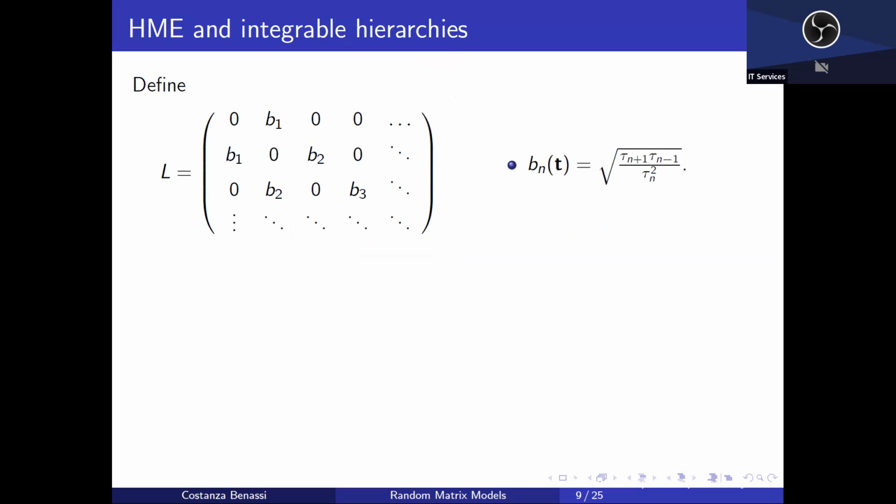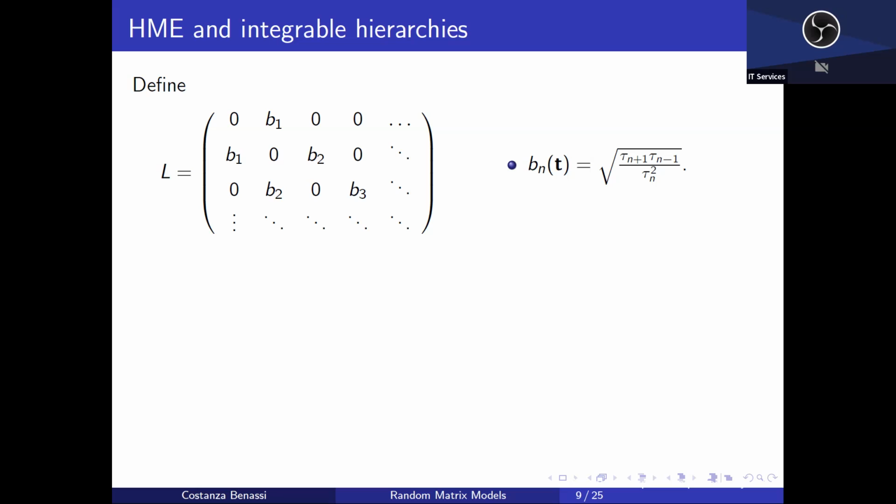So now it's going to look like I'm going to do something that doesn't have anything to do with what I've been talking about before, but it actually does. So let me define a semi-infinite operator L, which is just symmetric, and it has only the upper and lower diagonal with non-zero elements. And these elements I'm going to call b1, b2, b3, and so on and so forth. And this bn I'm defining as actually being given as the square root of a certain ratio of taus, okay?